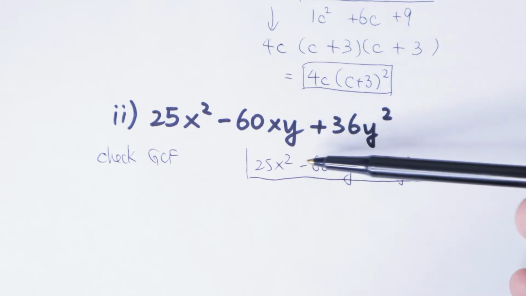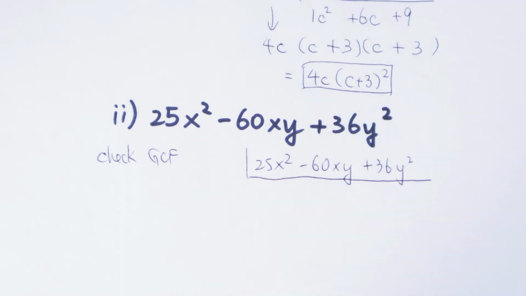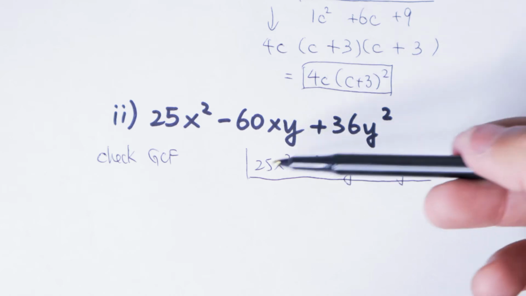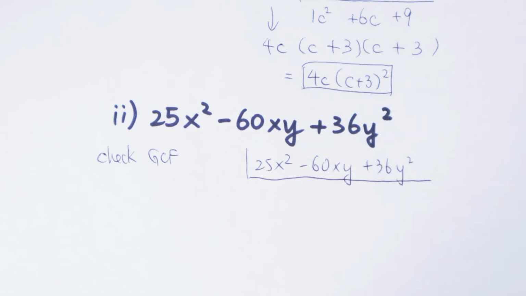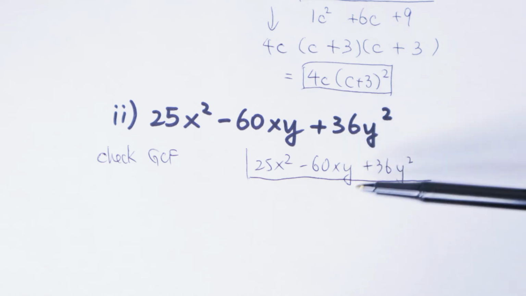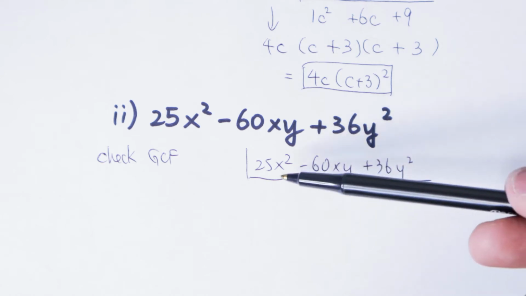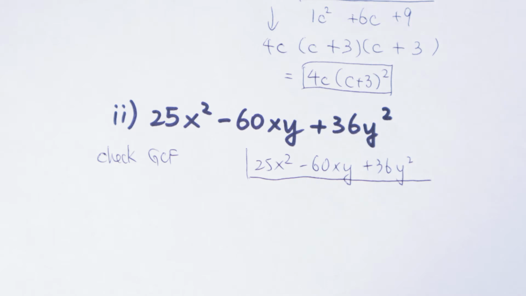And what about the x's? Can I take out any x's from all 3 terms? Well, the first 2 terms have x's. The third term does not have x, so I cannot take out any x's. Likewise, what about the y's? The last 2 terms have y's. The first term does not have y, so I cannot take out any y's either. So, in other words, there's no GCF for this trinomial.